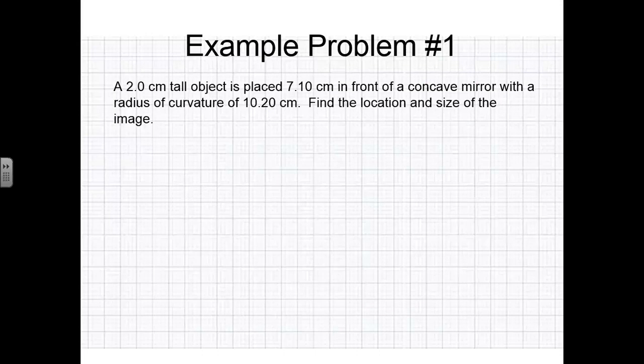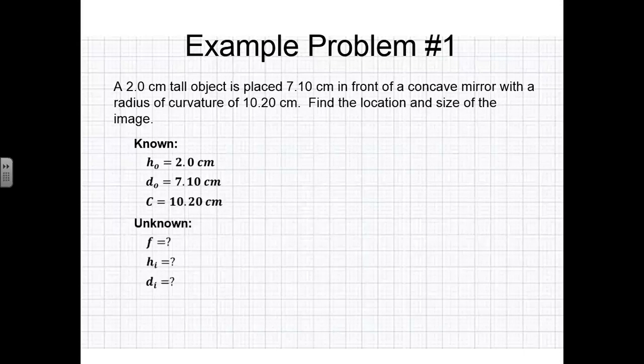So let's do a quick example problem. We're going to take a 2 centimeter tall object and place it 7.1 centimeters in front of a concave mirror with a radius of curvature of 10.2 centimeters. And I want to find the location and size of the image. So here are the pieces of information that I know. I know the object height, the object distance, and the radius of curvature. Here are three things that I don't know. I don't know the focal length, I don't know the image height, and I don't know the image distance.